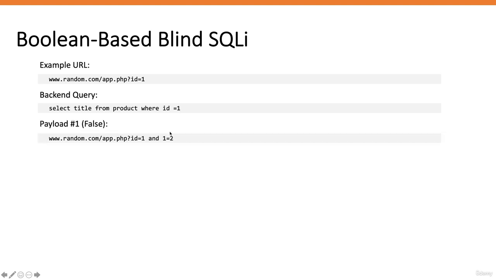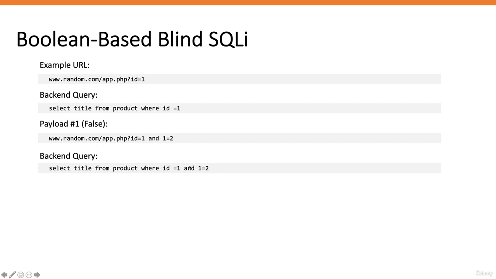Now, if we want to force a false payload, we can use a conditional statement and 1 is equal to 2. So the backend query would be select the title from the product table where ID is equal to 1 and 1 is equal to 2. Now we said ID is equal to 1 is a valid ID, and so this will evaluate to true, and 1 is equal to 2 will evaluate to false because 1 will never be equal to 2.